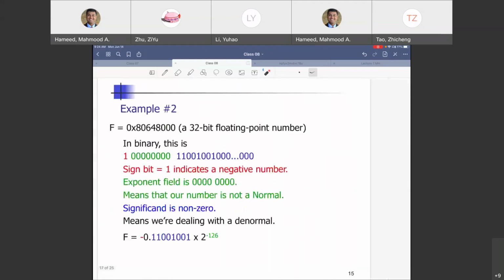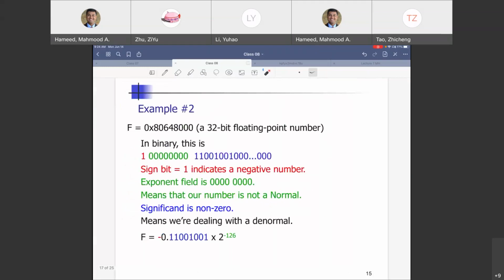Let's come back. Where are we? We are here. We are given this 32-bit sequence in hex representation. You expand it, write it out as a 32-bit sequence. Once you write it out as a 32-bit sequence, then you can see the exponent field is all zeros. Fraction field, non-zero. You know it's a denormal right away, right?